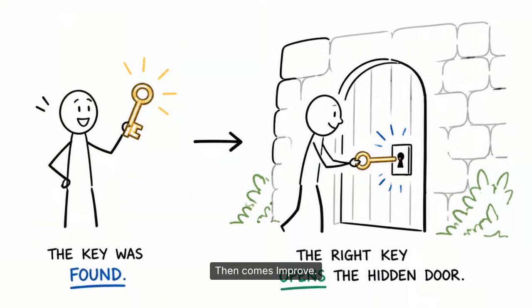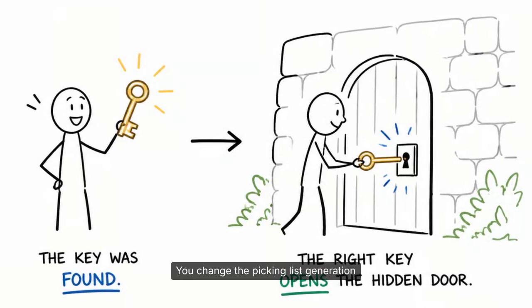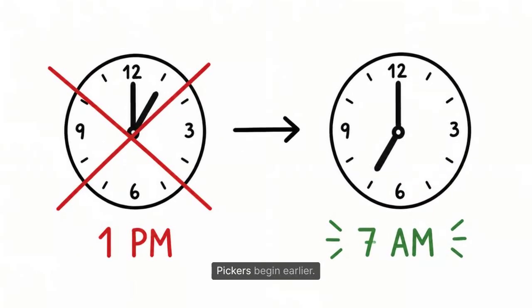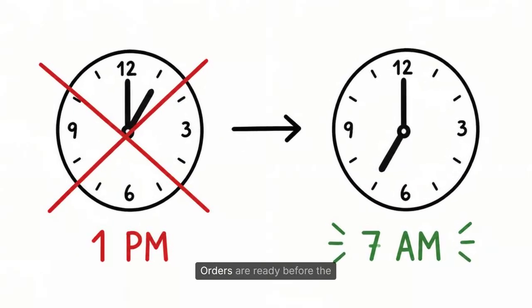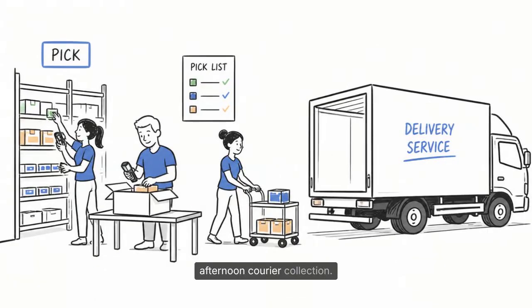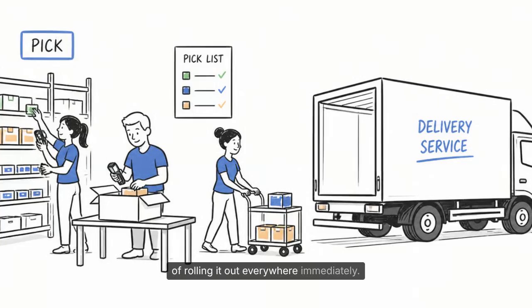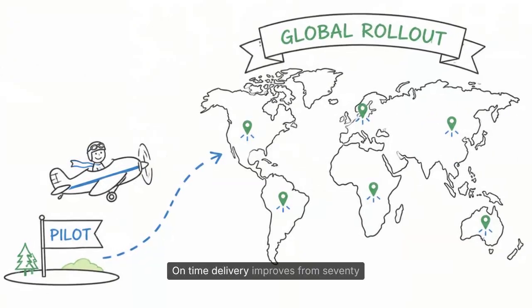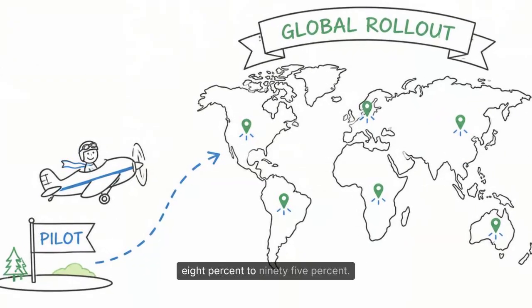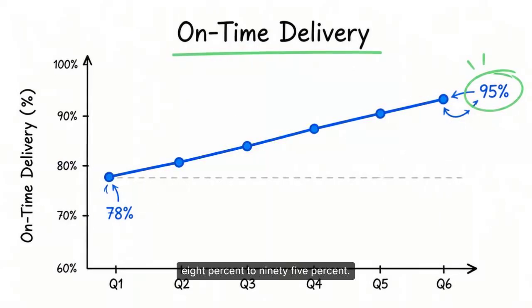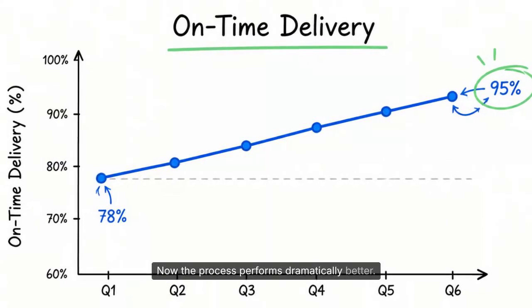Then comes improve. You change the picking list generation from 1 p.m. to 7 a.m. Pickers begin earlier. Orders are ready before the afternoon courier collection. You pilot the change for 1 week instead of rolling it out everywhere immediately. On-time delivery improves from 78% to 95%. Now the process performs dramatically better.